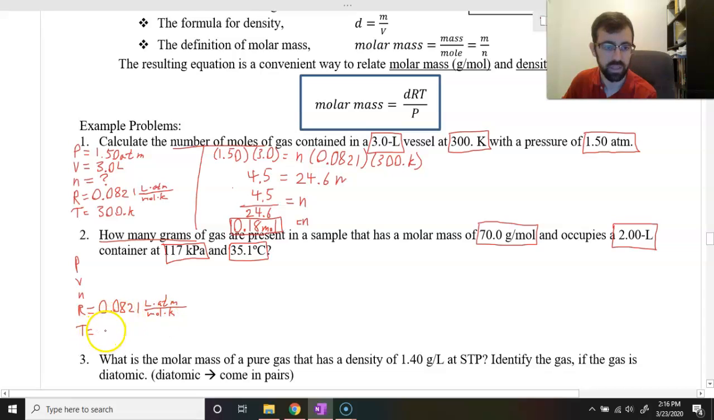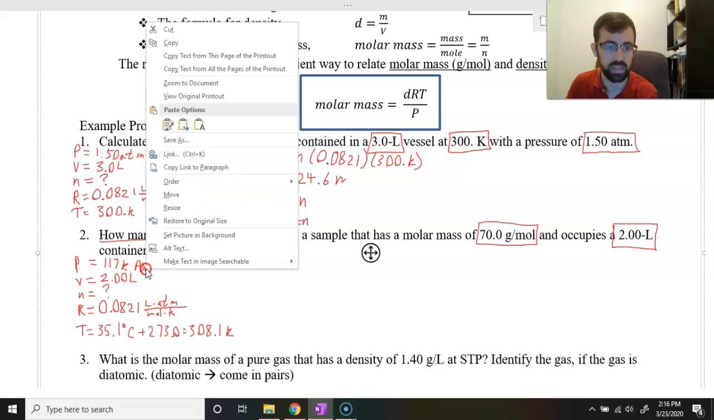Okay. Temperature is 35.1 degrees Celsius. Don't forget, if you have Celsius, you need to add 273.0, and you'll end up with 308.1. I don't see n, so I think I'm looking for that. Volume is 2.00 liters, and pressure is 117 kPa.